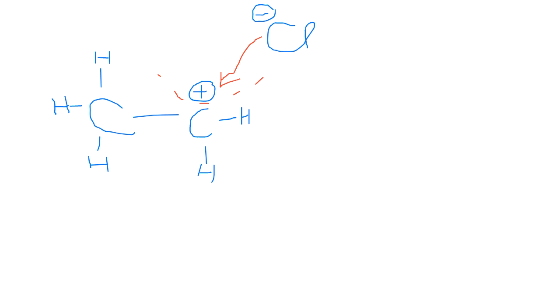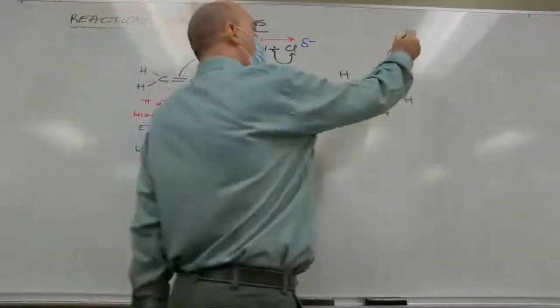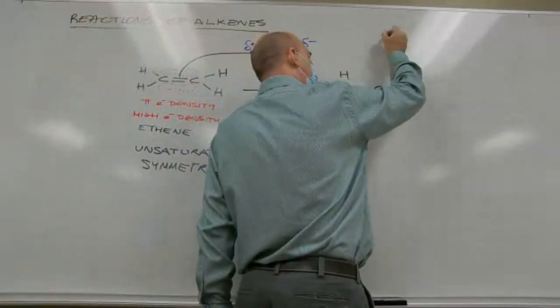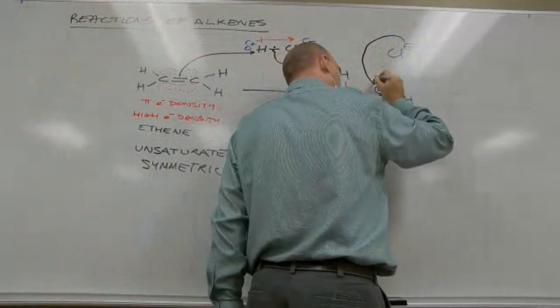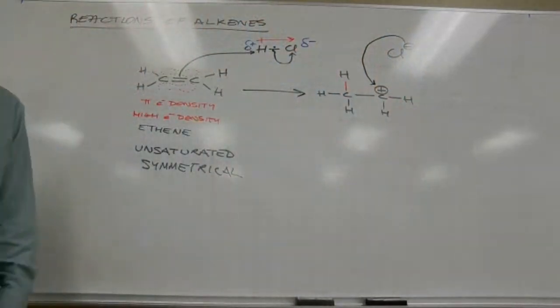Show me exactly where that red arrow started. There you go. That's it. That's all you need. Okay. Shutting that off. That's a curved arrow. It's a curved arrow from the negative area of high electron density to the positive area of low electron density.